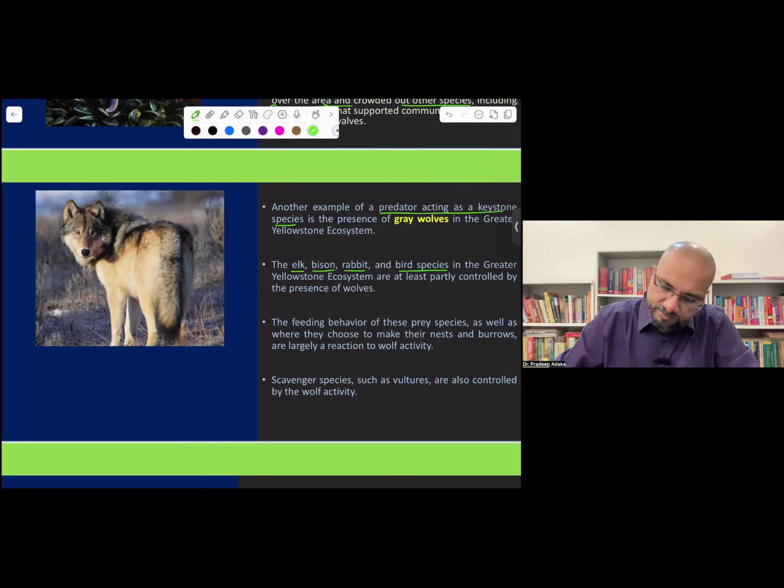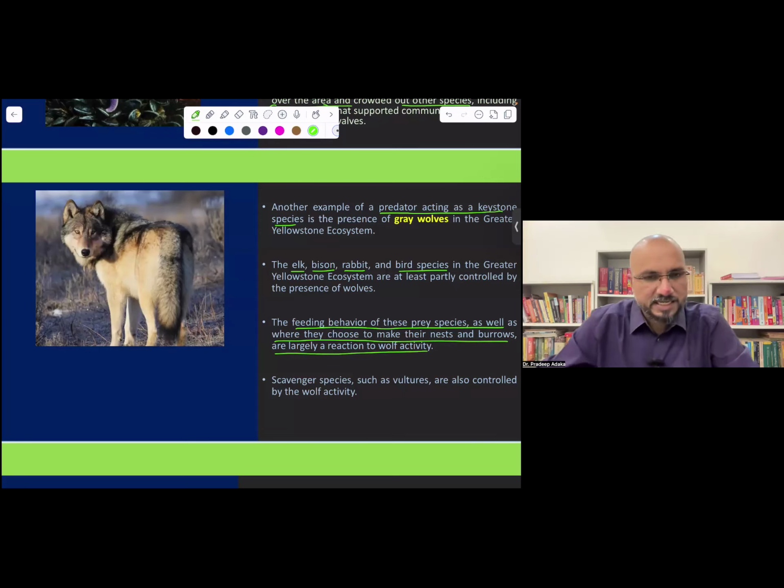Now, the feeding behavior of these prey species, as well as where they choose to make their nests and burrows, are largely a reaction to wolves' activity. So wolves not only control their population but also their behavior: where they will nest, where they will hide, where they will burrow. That activity also depends upon the wolves' activity. Even the scavenger species' activity is dependent on wolves' activity.